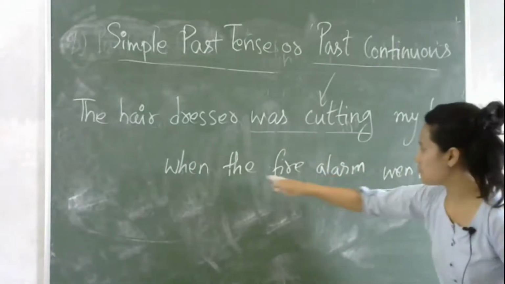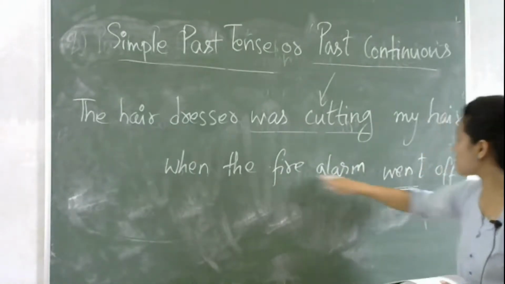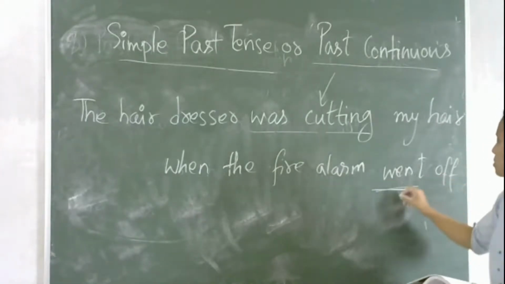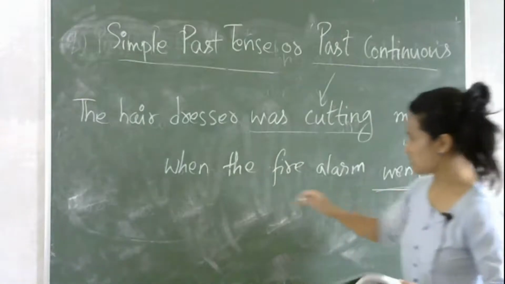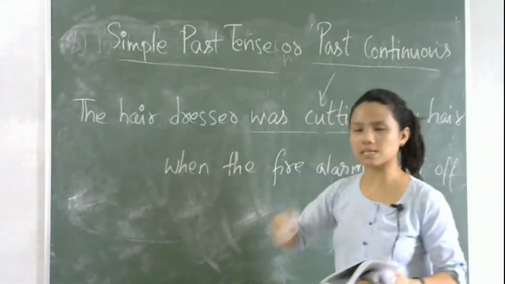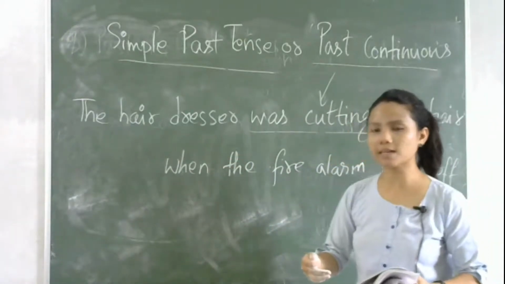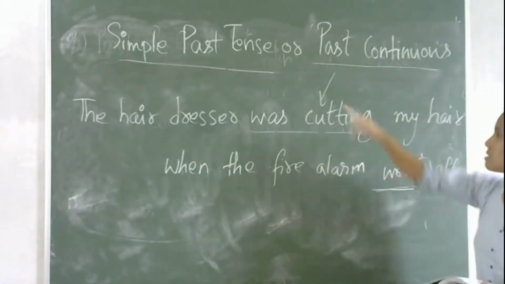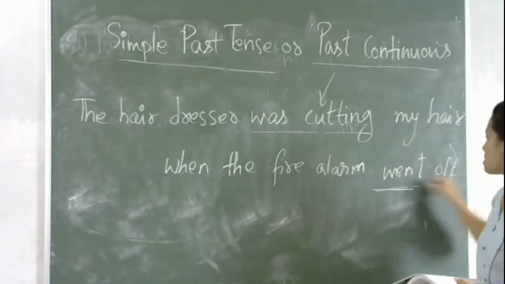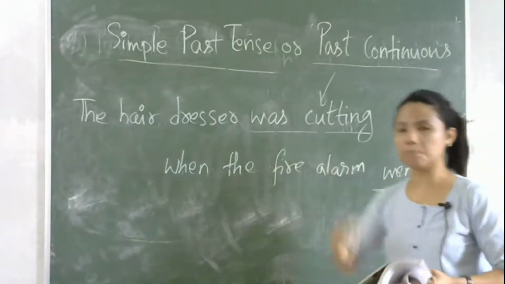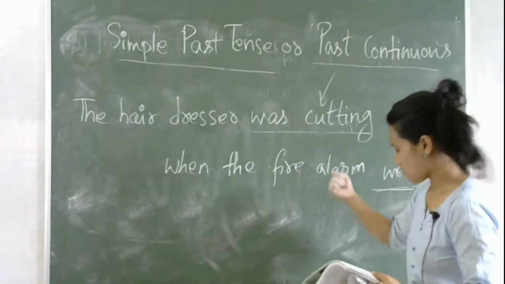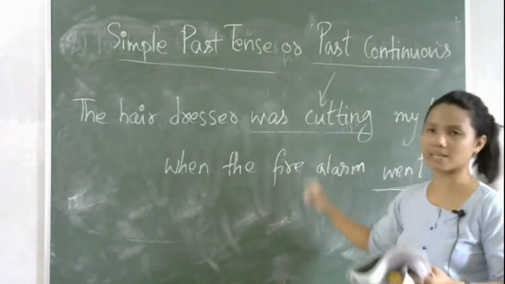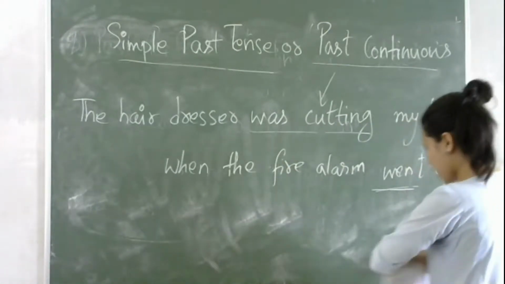The fire alarm went off. Okay, the fire alarm went off. So the past continuous tense is a longer action, and suddenly a shorter action or event interrupts it, expressed by the simple past tense. This simple past tense completes the action. This is the difference in how these two tenses can be used in a sentence.